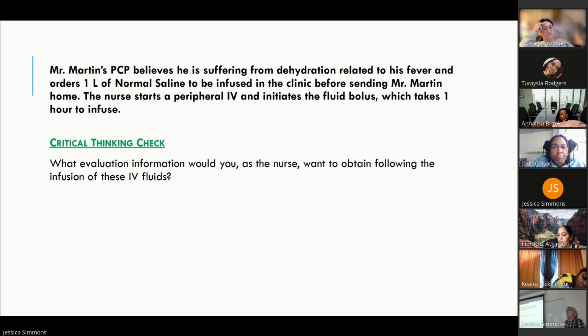So Mr. Martin's PCP believes he is suffering from dehydration related to his fever and orders 1 liter of normal saline to be infused in the clinic before sending Mr. Martin home. This PCP is crazy. Mr. Martin's gonna die. The nurse starts a peripheral IV and initiates the fluid bolus, which takes 1 hour to infuse. What evaluation information would you, as the nurse, want to obtain following the infusion of these IV fluids?